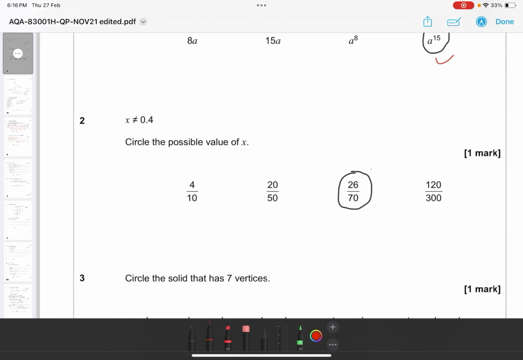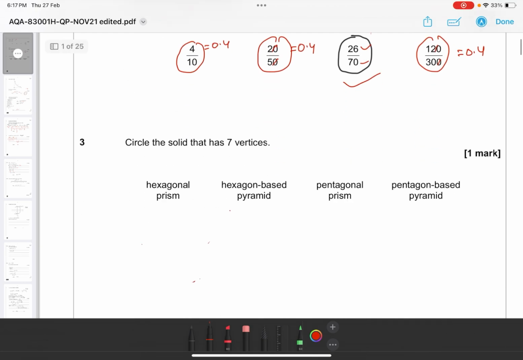Which one among these x is not equals to 0.4? If we check carefully, the answer for this one is 0.4. The answer for this one also is 0.4. Alright, and the answer for this one also is 0.4. So we remain with this one, 26 upon 70. So this one is the correct answer.